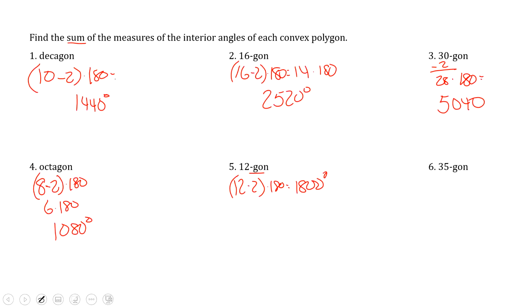The angles are summed too, and then the same thing, 35 minus 2 times 180, that's 33 times 180, which is 5,940 degrees. Hope everybody's able to do that. Just remember, your equation is always n minus 2 times 180.